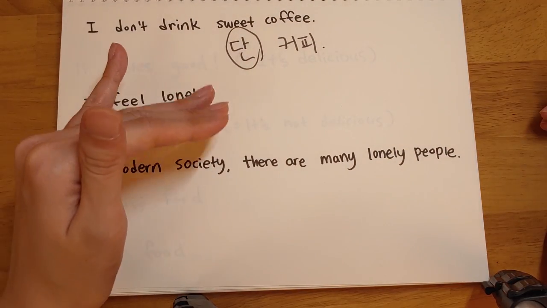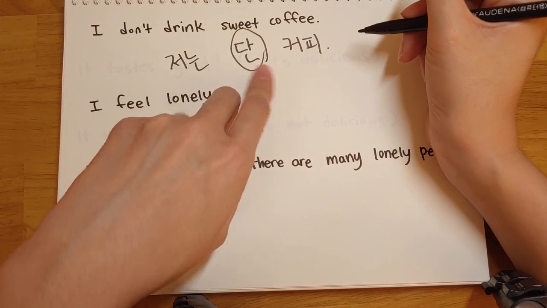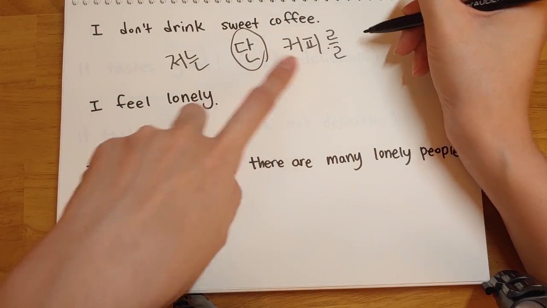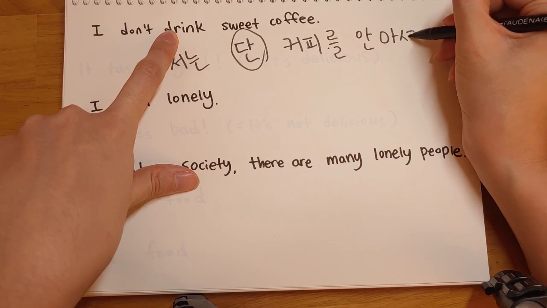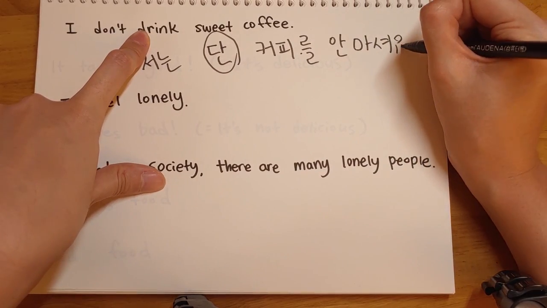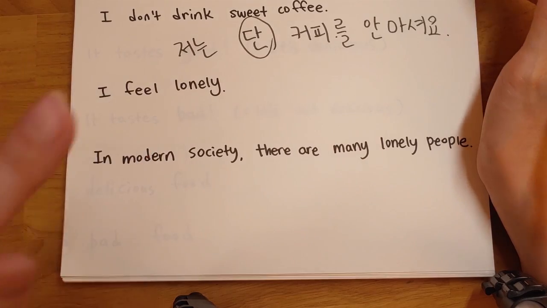I don't drink 단 커피. 저는 subject 단 커피를 안 마시다 becomes 마셔요 in its present form. 안 마셔요. In our last sentence, I feel lonely.